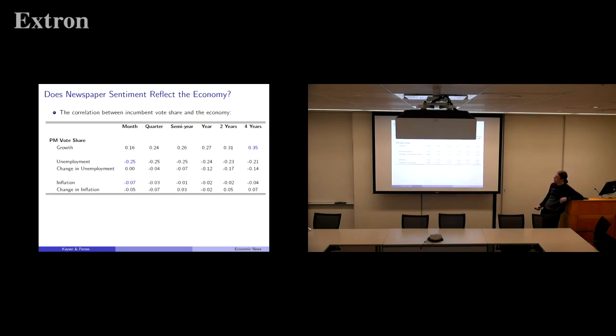So we can compare this to the relationship between the vote share for the incumbent prime minister's party and those same measures. The interesting thing is that the actual vote share tends to respond to immediate levels of unemployment and inflation. So it's both the fact that it's immediate and the fact that it responds to levels rather than changes. So this starts to tell us something about mediation. The fact that vote share responds to growth over a fairly long period of time is at least consistent with the possibility of mediation.